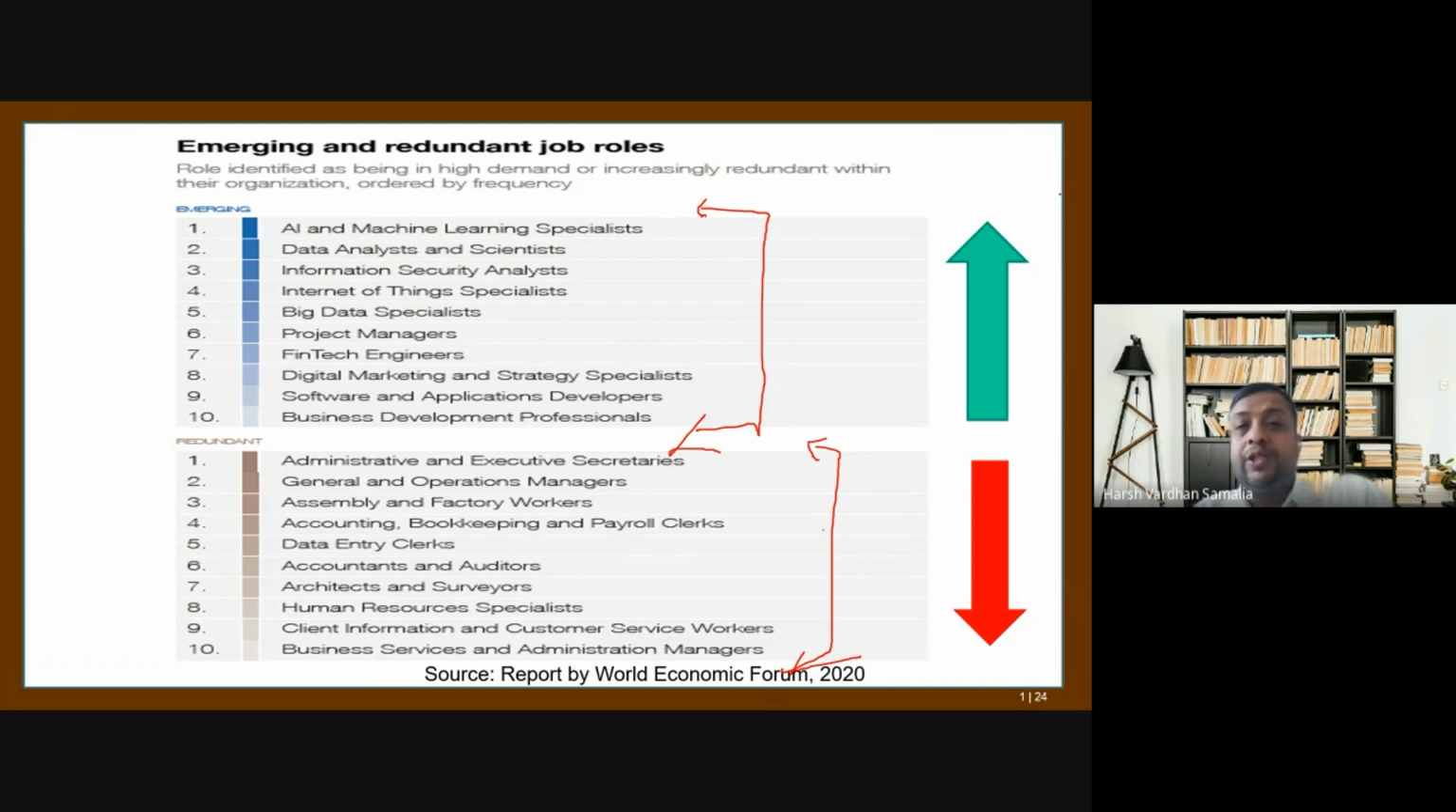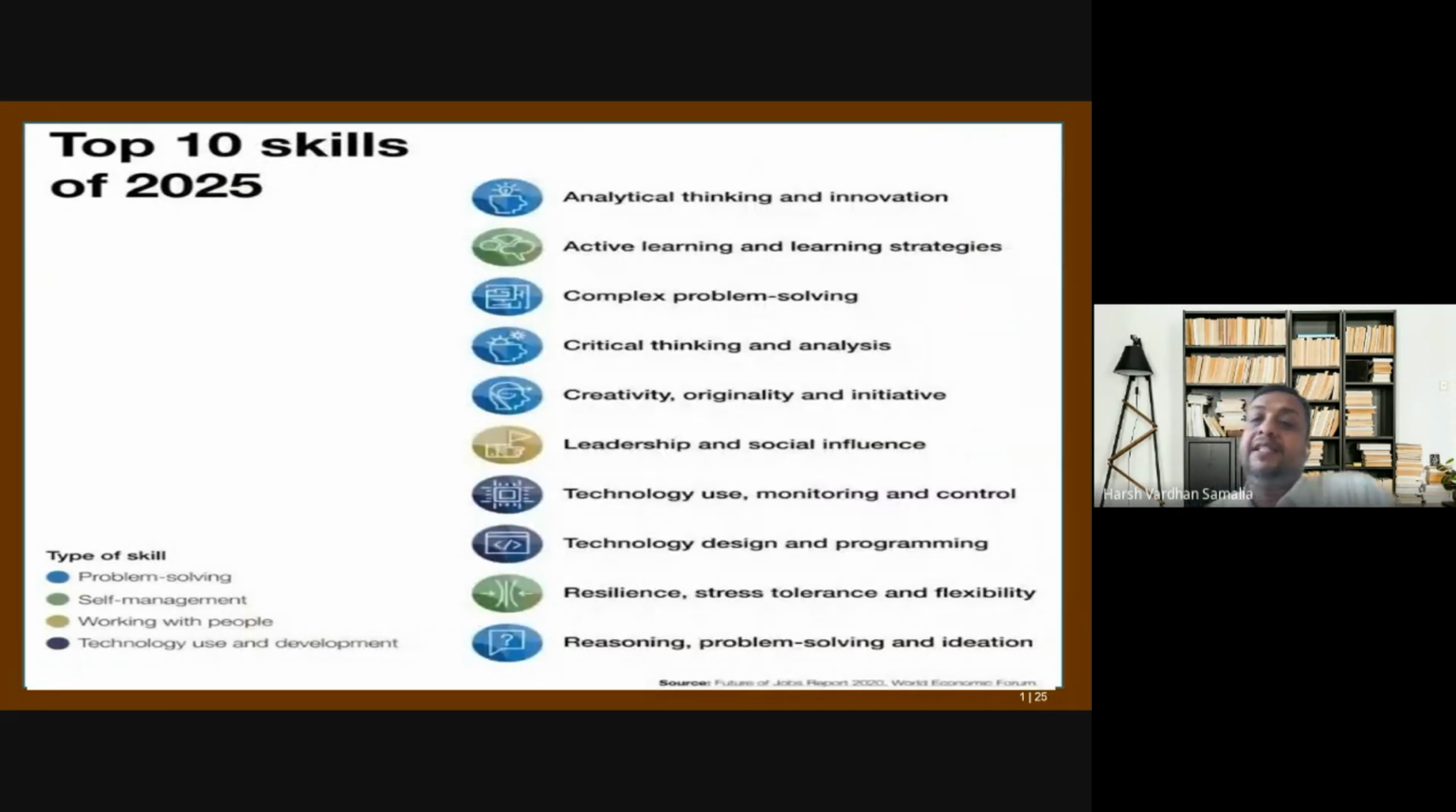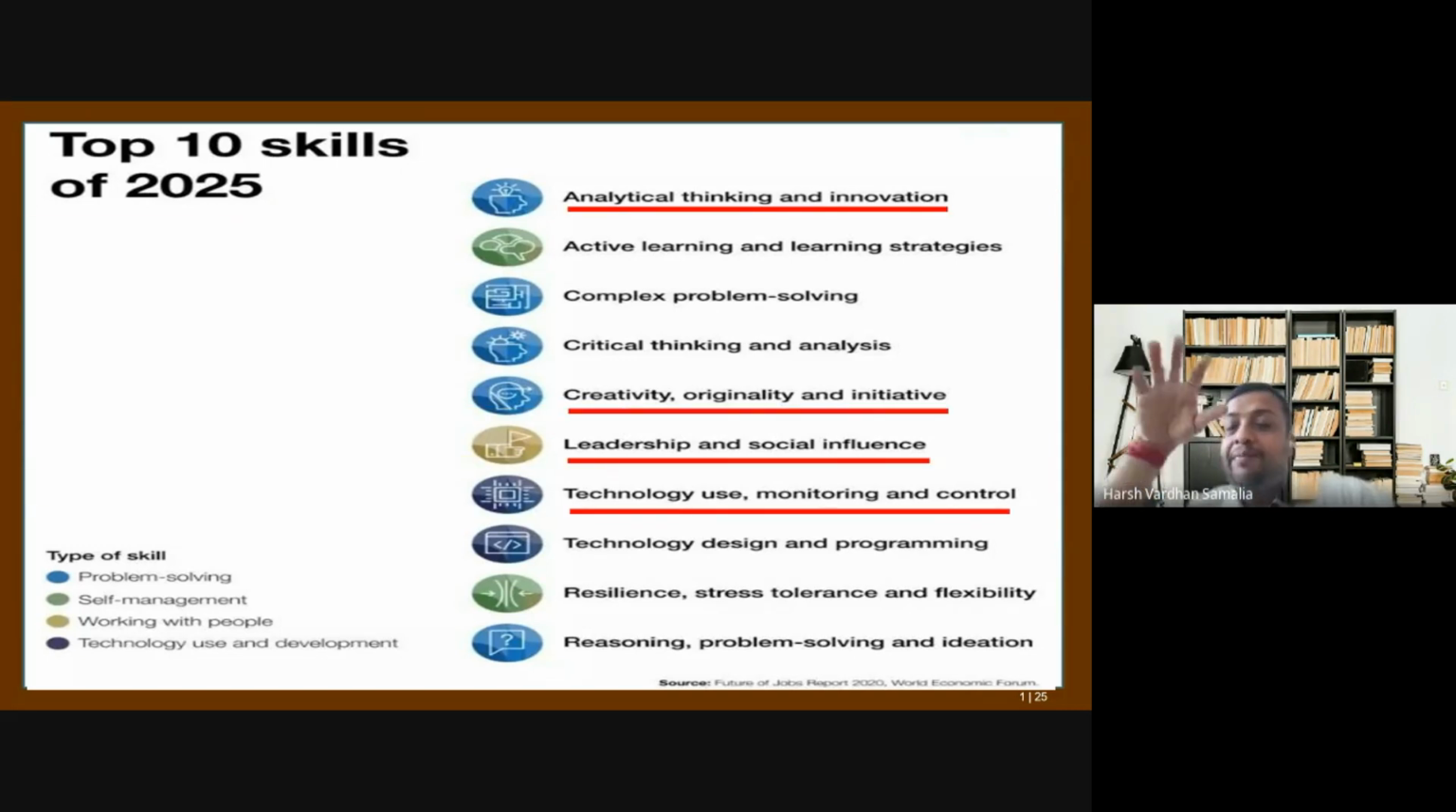So these are certain job roles and skills which are going to be very much in demand in the coming future. And all this data, I am not saying this is my own, I am quoting the sources as well. You can see I have taken it from various sources. This is from the World Economic Forum report. As per them, analytical thinking, innovation, creativity, leadership, technology usage, monitoring and design are some of the skills that will be in great demand in the coming future.